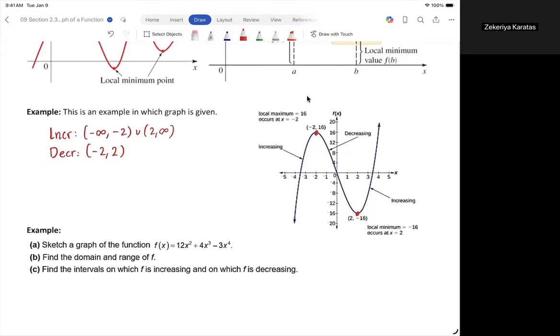And the local maximum, local minimum, you can see that. It's already given in there. Now let's move into this example.